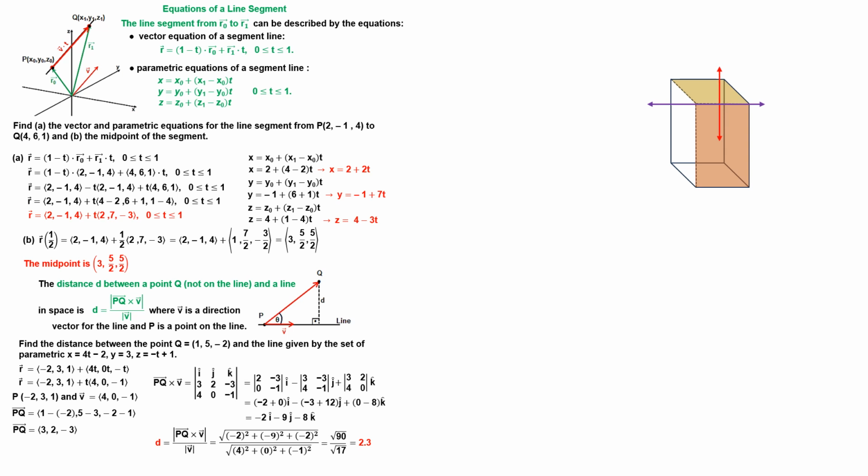In three dimensions, a fourth case is possible. If two lines in space neither intersect nor are parallel to one another, they are said to be skew lines. Skew lines can only exist in three dimensions.